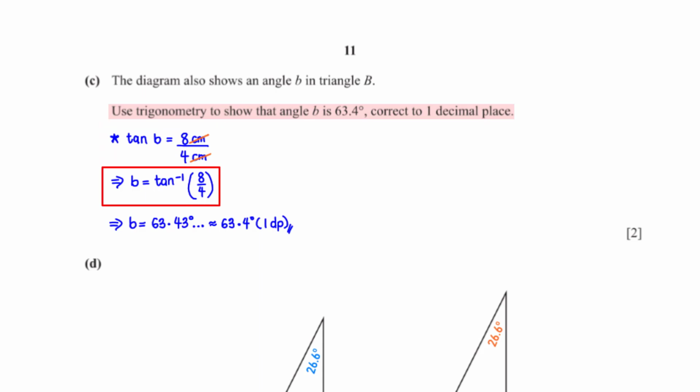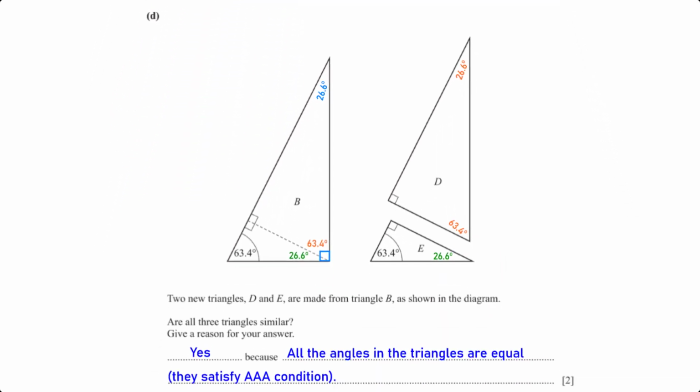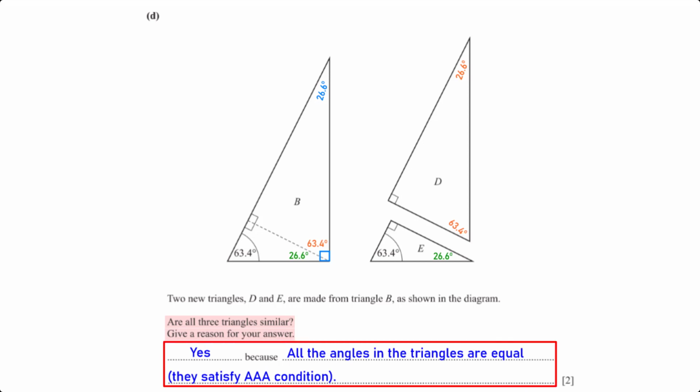When we type this into the calculator, we get 63.43 degrees, which is approximately 63.4 degrees rounded to 1 decimal place. Two new triangles, D and E, are made from triangle B as shown in the diagram. Are all three triangles similar? Give a reason for your answer. Yes, the three triangles are similar because all the angles in the triangles are equal.